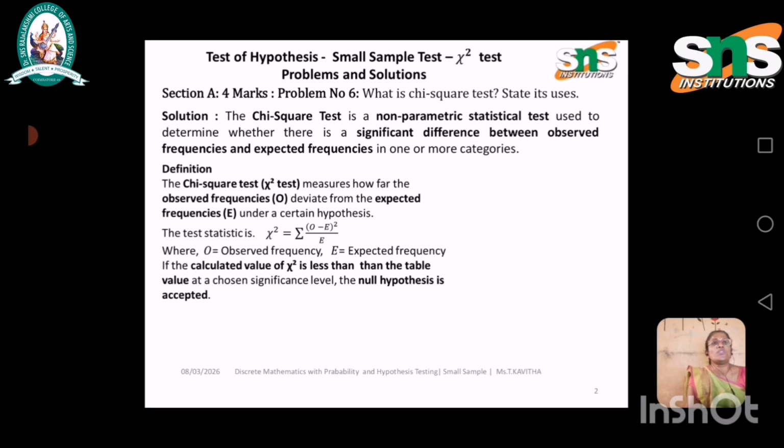Then the uses of the chi-square test. The first main use is the test of goodness of fit, to determine whether the observed data follow a particular theoretical distribution, that is, binomial or normal. The second is test of independence of attributes. Third, test of homogeneity. Fourth, analysis of contingency table. Fifth, testing hypotheses in social sciences and business research. It also checks whether two categorical variables are independent or associated, for example the relationship between education level and employment status. That is the test of independence of attributes.